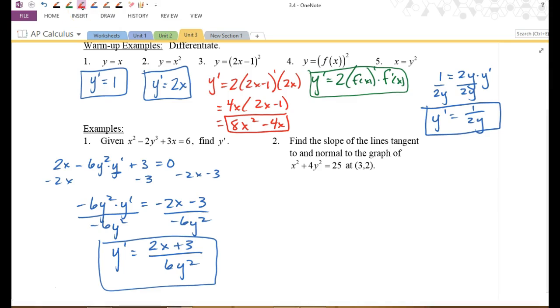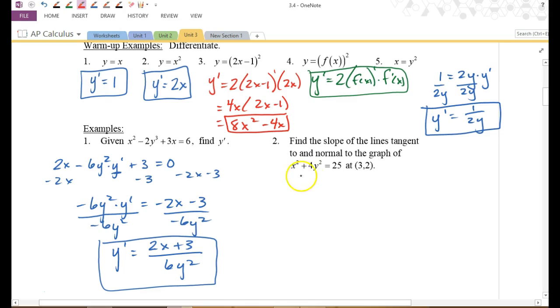Okay, moving on to question number 2. Now this one says to find the slopes of the lines that are tangent and normal to the graph. Okay, so it's asking me two different questions. It first wants me to find the slope of the tangent line, and then it wants me to find the slope of the normal line. So if you remember, the normal line is just simply the perpendicular slope to the tangent line.